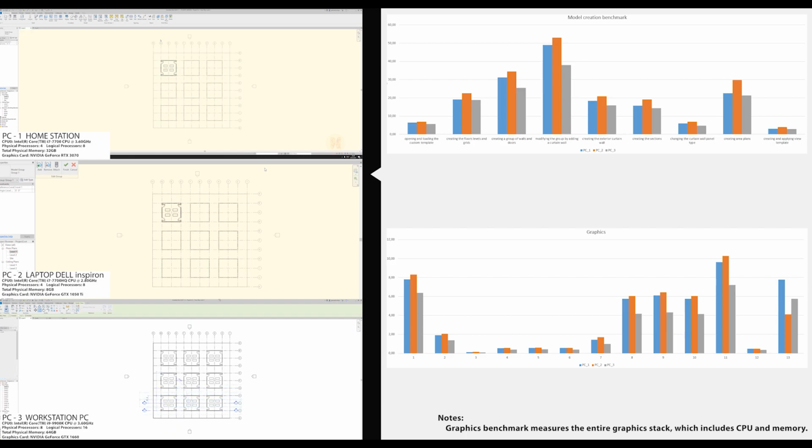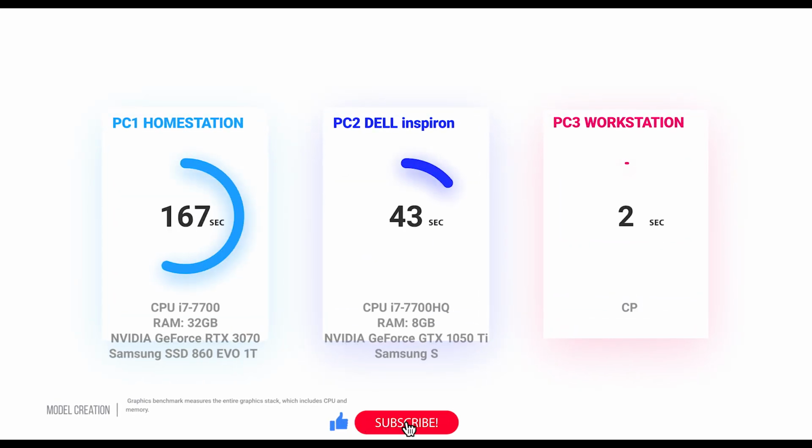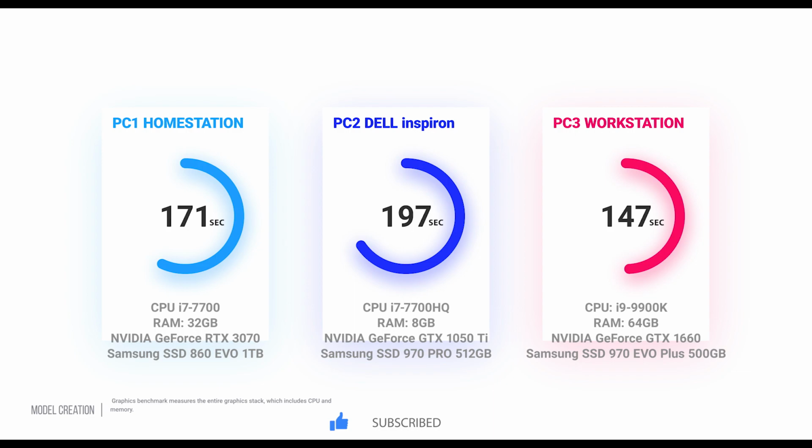Anyway, as you can see, the result is really interesting. I have a really expensive home machine, and I have an expensive workstation. Anyway, the results are pretty near to each other. Even my laptop, which is the cheapest one, shows really nice results. So it means you can perfectly work on a middle class laptop in Revit. And as you can see, the workstation, I think this is not a surprise, because it's really expensive hardware, and actually it's not such a nice result, because 147 seconds and 197 seconds is not so big a difference, but the price is different.